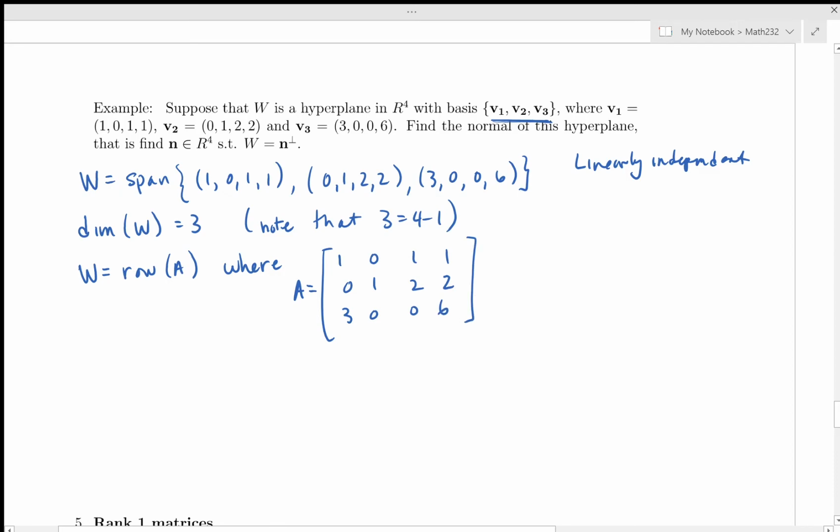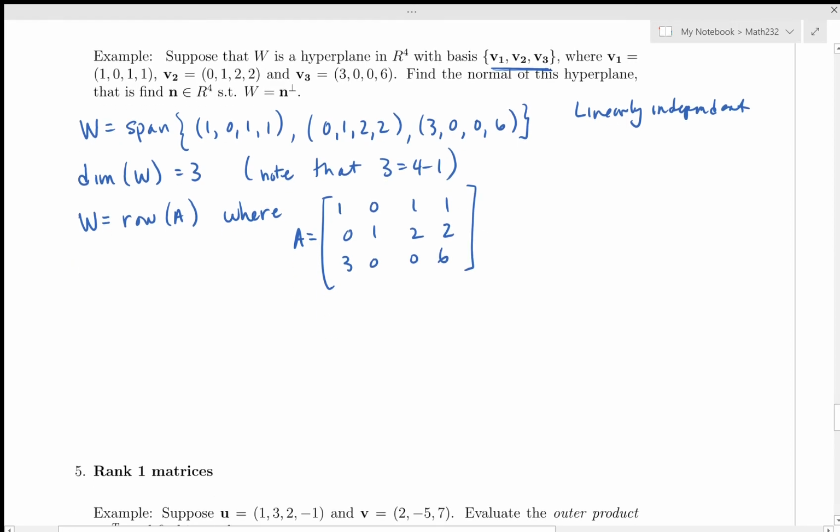The orthogonal complement of W is going to be n, where the orthogonal complement of W is the null space of A, which I can compute with my Gaussian elimination skills. So now I'm computing the null space of A. That is the solutions to AX equals 0. Okay, that's the null space of A.